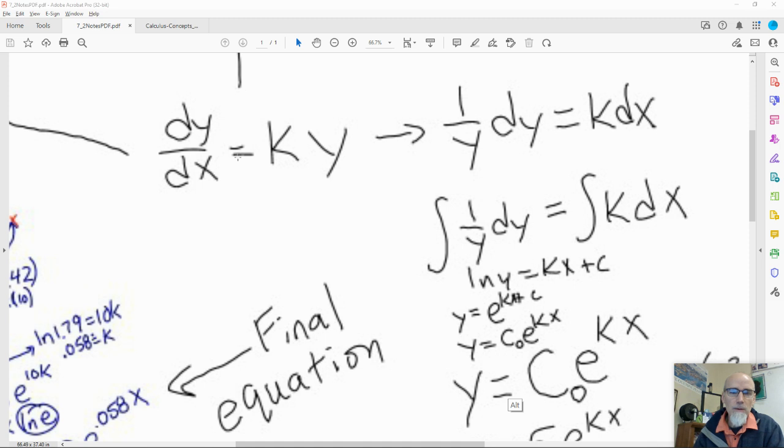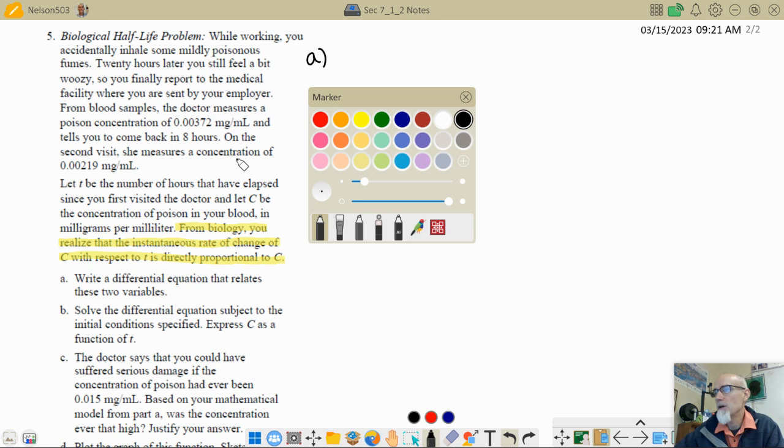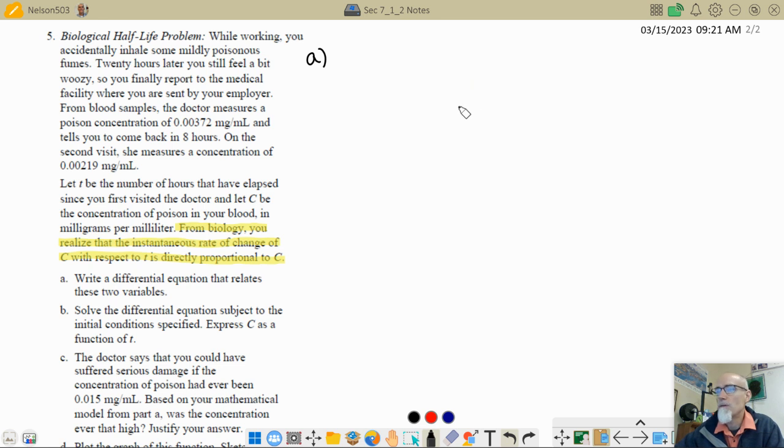So in my homework, I'm going to try a problem with you. I've got it all set up over here. It's problem number 5 in your homework. After reading, this person gets poisoned at work. Nice story. And they go to get their blood work done, not right away, but some time after. So they give us some data in here that we're going to use to find our constants. There are going to be 2 constants that we need to find.